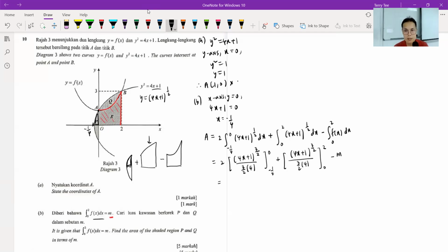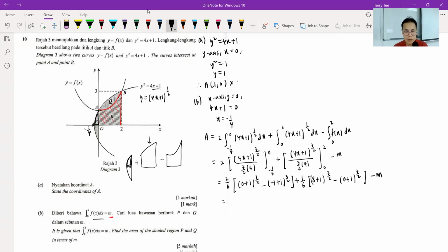Now, let us simplify this. 3 over 4 times 2 is just 6. Maybe I take out 2 over 6 here, you can write 1 over 3. Let us sub 0 inside. If I put 0 inside, this is 0 plus 1 to the power 3 over 2. If I put negative 1 over 4 inside, I get negative 1 plus 1, which is actually 0. Then we keep adding this part here. This is 1 over 6. Put 2 inside, 4 times 2 is 8. 8 plus 1 is 9 to the power 3 over 2. You minus 0 plus 1 to the power 3 over 2. And this whole thing, you must minus m.